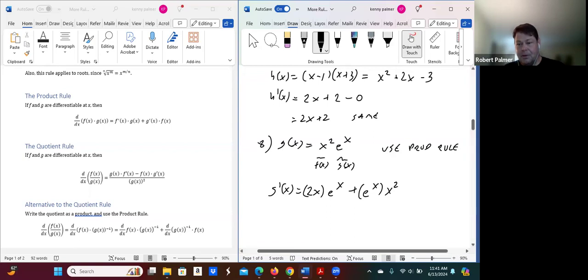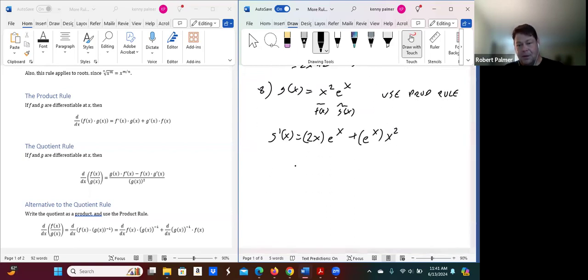Okay. Then I can write this. So this is going to be 2 times x times e to the x plus x squared times e to the x. Okay. And you see, also taking the derivative of that actually got more complicated as we did it. So imagine taking the second derivative, it would get more complicated than that. But that's how the product rule works.